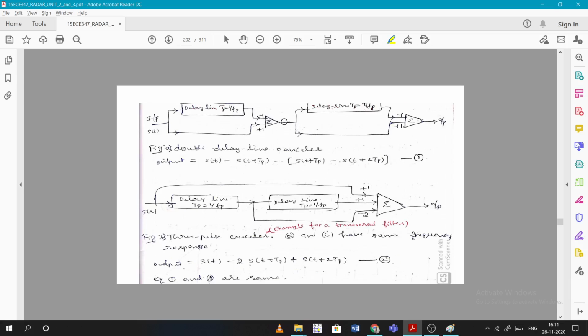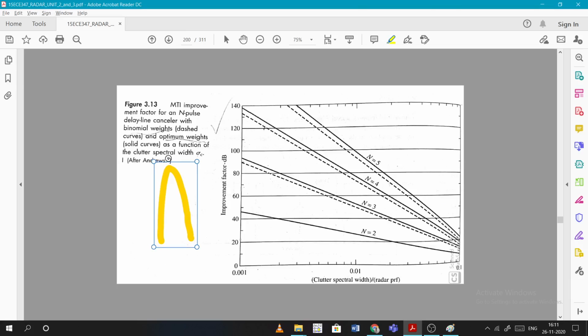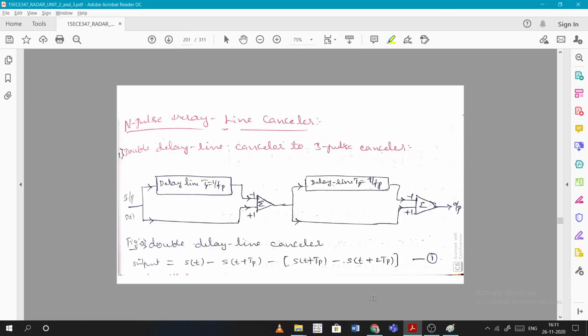Here we are only cancelling out for 2 signals, right? In this double delay line canceller, or 3 pulse canceller, the input is given to one of the delays and the other is directly taken, and we are subtracting, the same way as I showed at the start in the previous video.